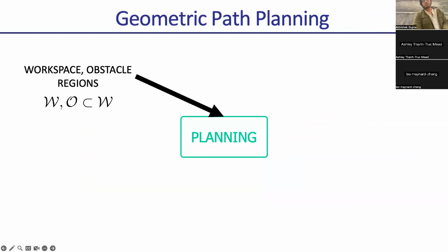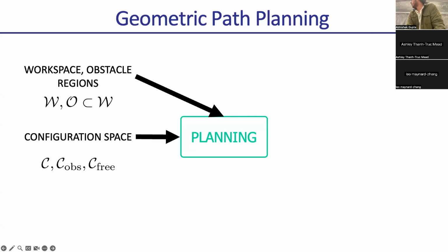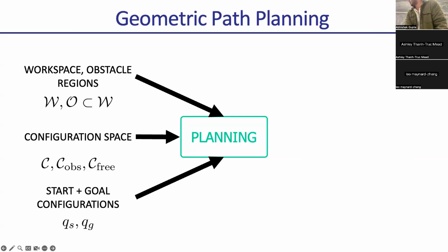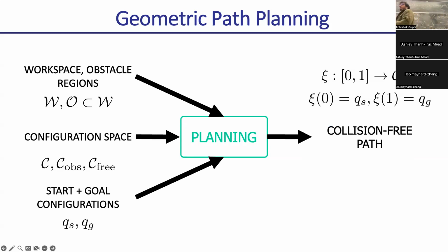Okay. So generally, a geometric path planning problem is a combination of a workspace, obstacle region, configuration space, and start and goal configurations, and you try to get a collision-free path. What we're going to figure out over the next 3 lectures is how we can do this efficiently while not being too bad. Okay, I think we're out of time for today, but see you all Monday.